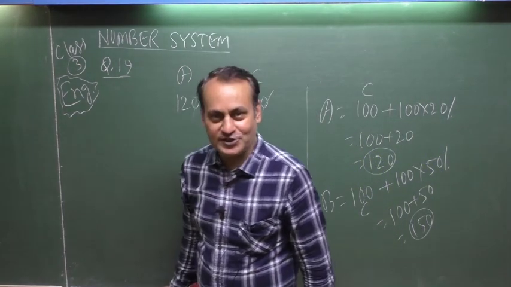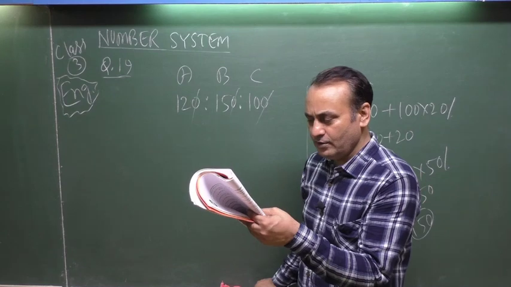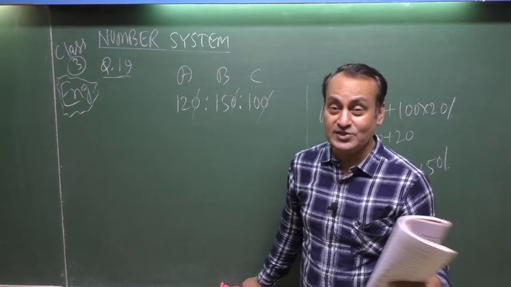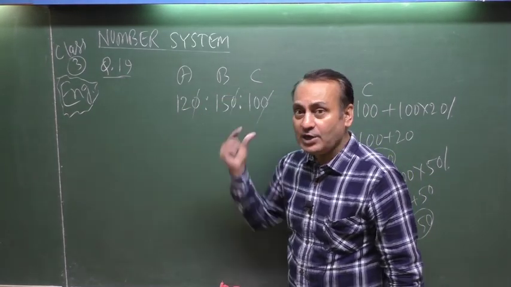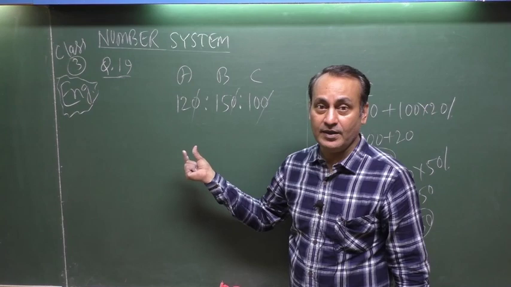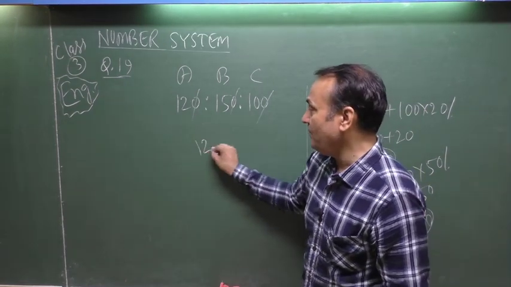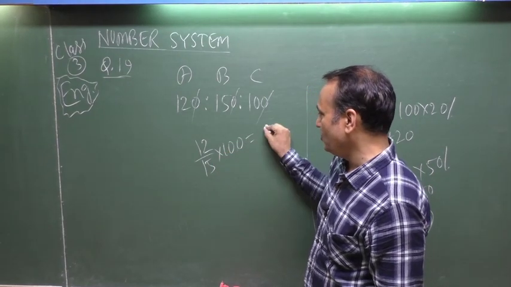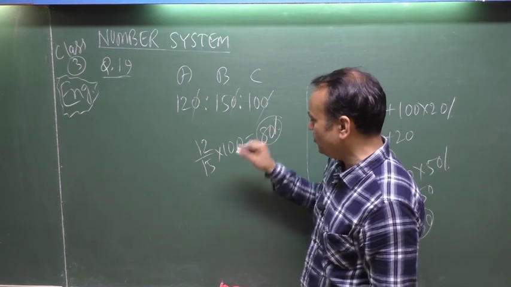Now come to the question. The question demands: what percent is the first number of the second number. The question says that 12 is what percent of 15. First number is what percent of second number. That means 12 is what percent of 15. Thus you got here 80%. This is your answer.